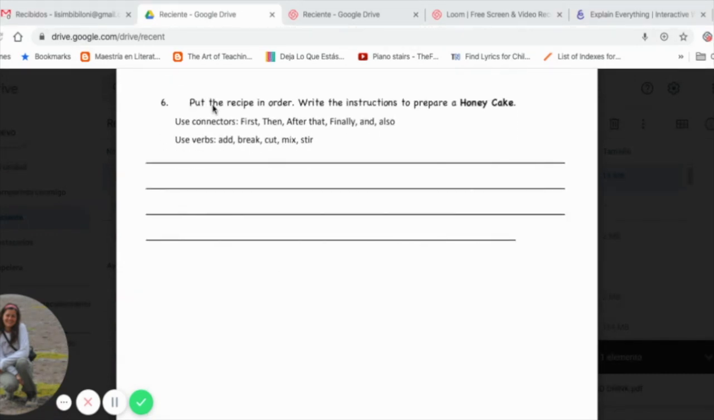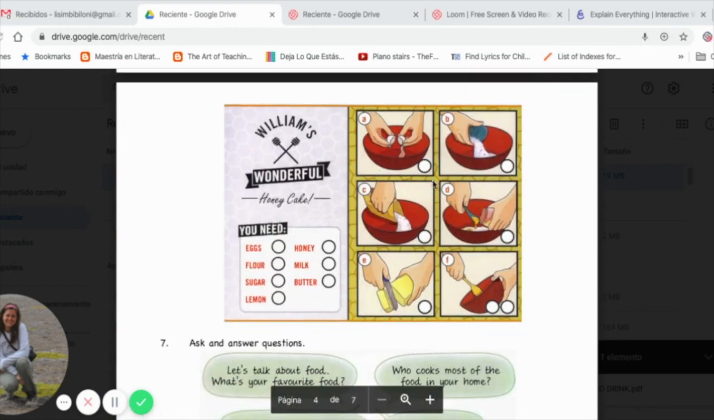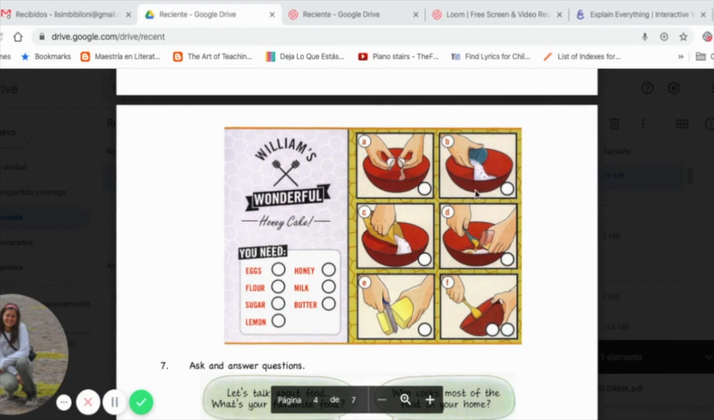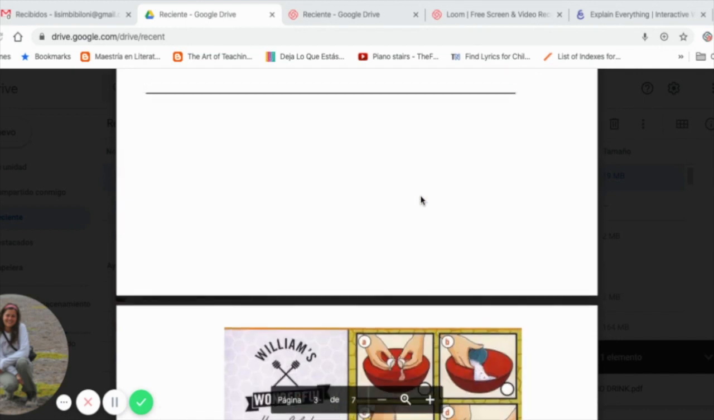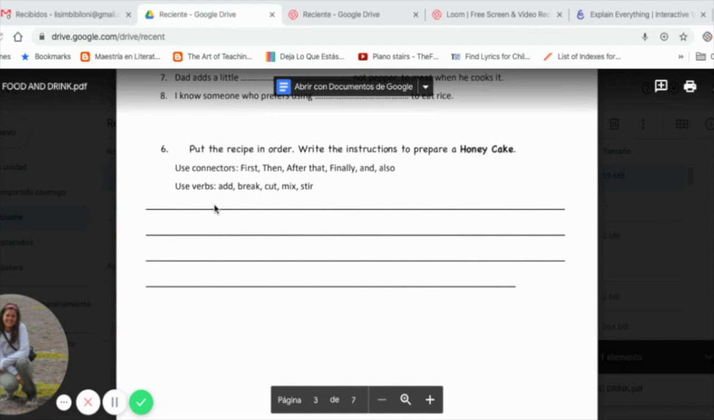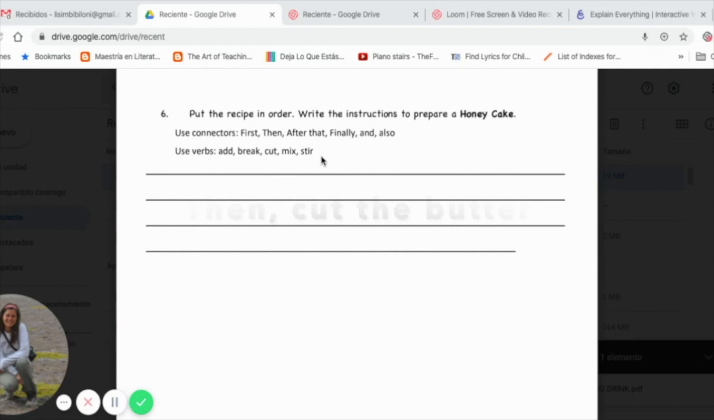Activity number 6, put the recipe in order. Write the instructions to prepare a honey cake. This is the recipe and we have to put it in order. So what do you think is number 1? Break the eggs, add the sugar, cut the butter. When you finish enumerating the steps in the recipe, we write the actual recipe. First, we add the sugar. Then we cut the butter. That's it.